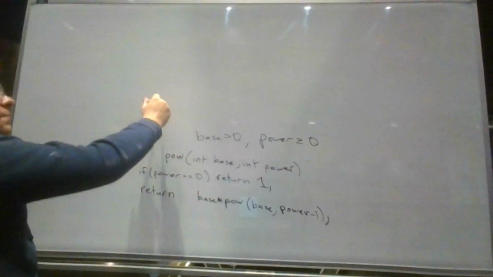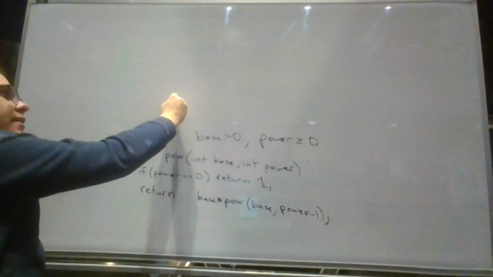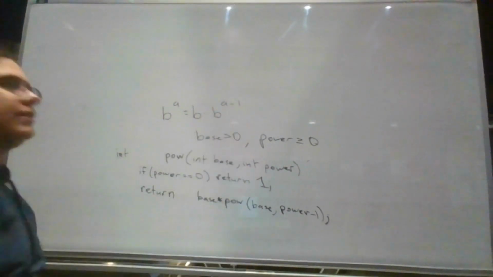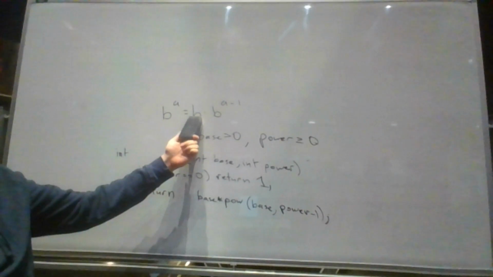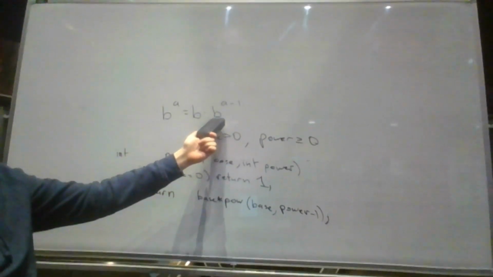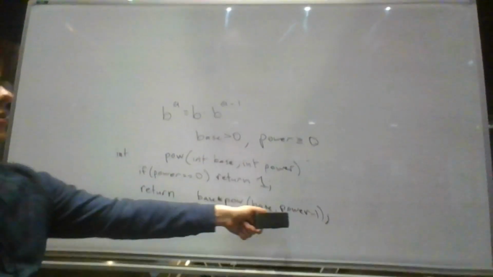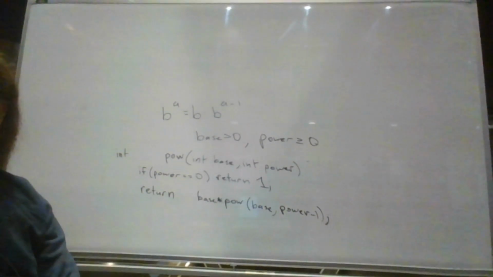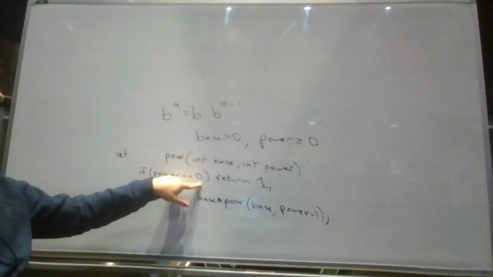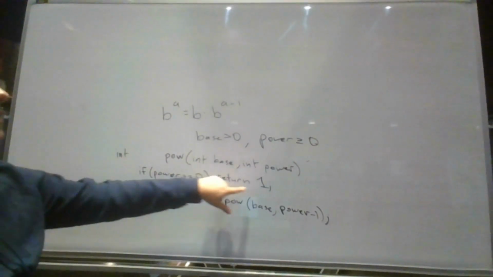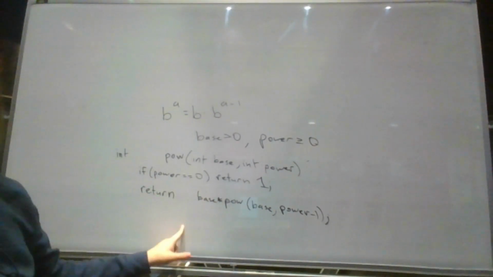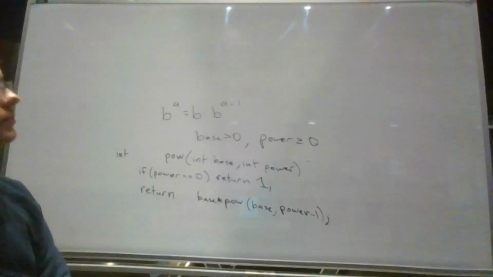Because what we're saying here is that b to the a is the same thing as b times b to the a minus 1. We're taking my base and saying that b to the a is the same thing as my base times my base to the same power but minus 1. So you're slowly going to recurse down until you get to the base case of 0. Then it's going to replace it with 1 and return that. It's going to be base times 1, so that's going to be base. Then it returns that. It's going to be base times base, so base squared, and so on.